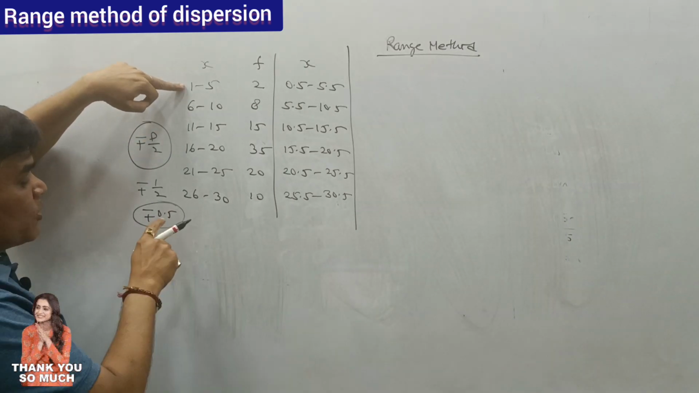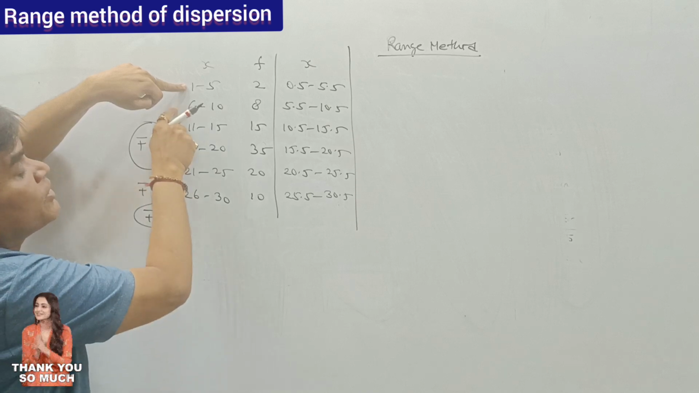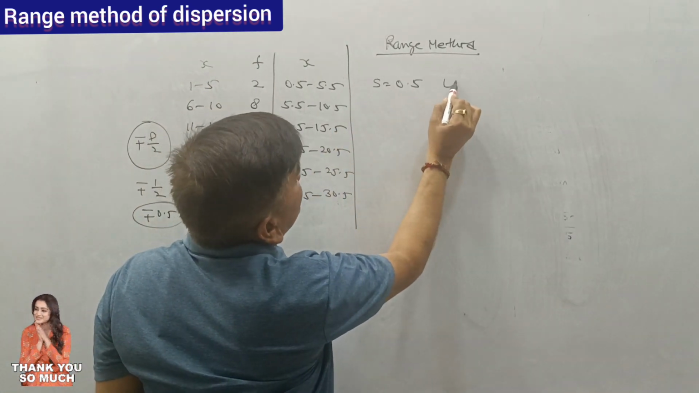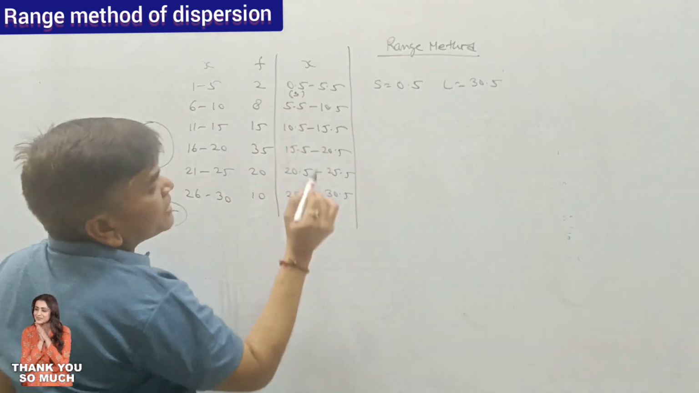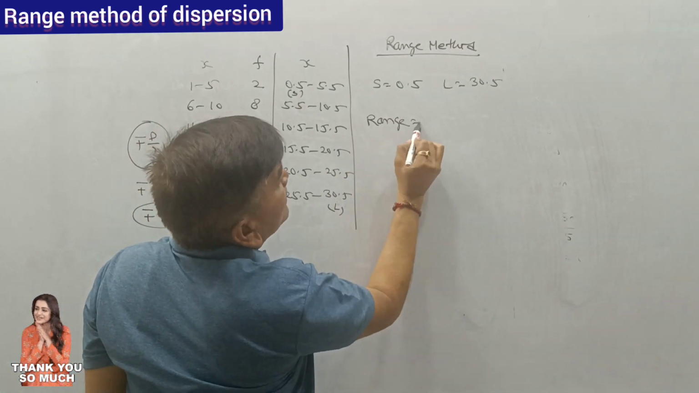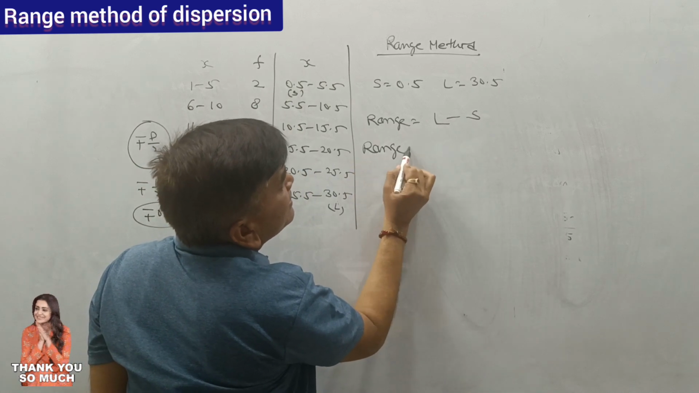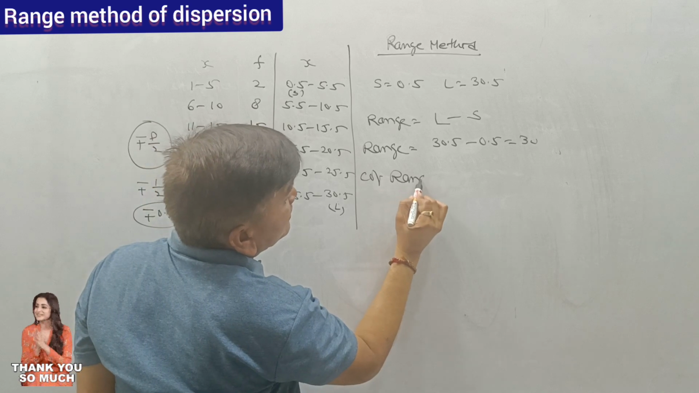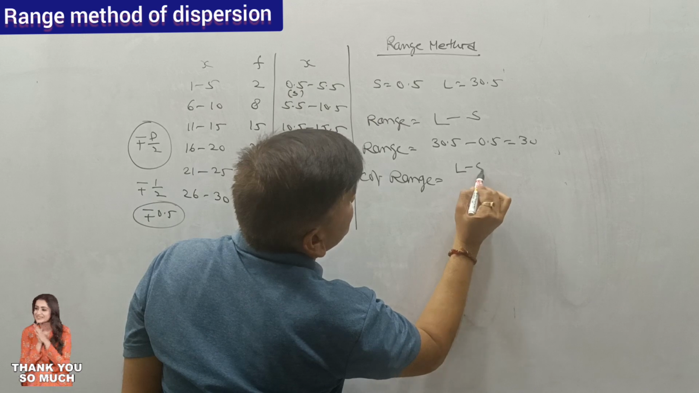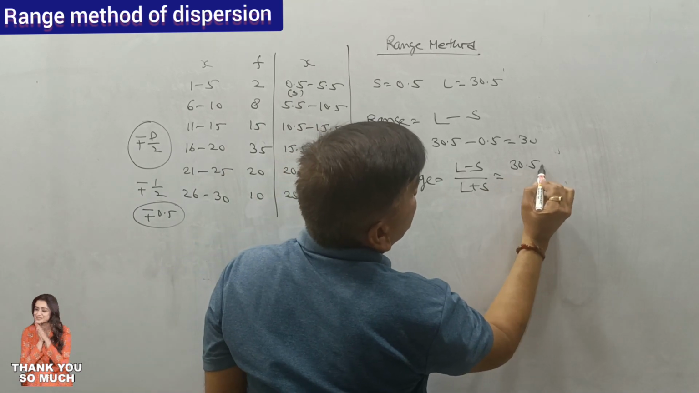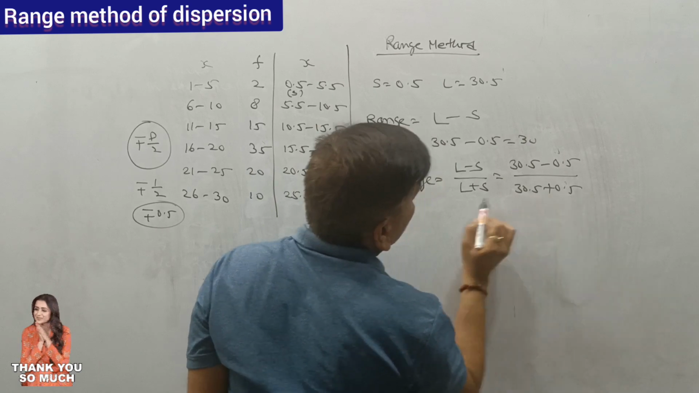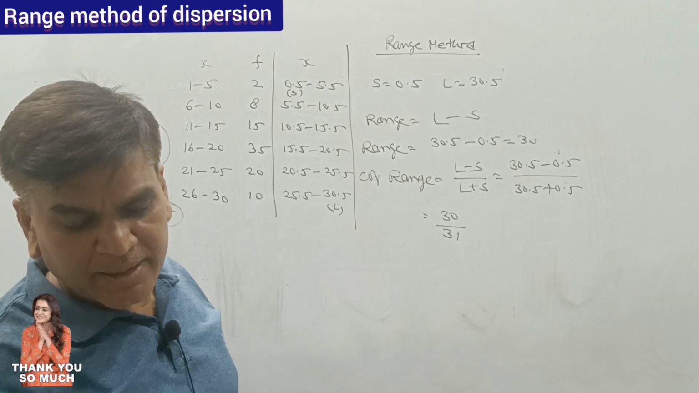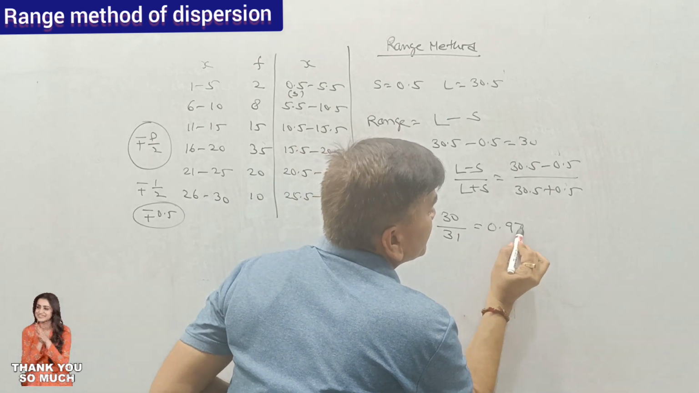From the lower limit we decrease 0.5, and to the upper limit we add 0.5. So the smallest item is 0.5 and the largest item is 30.5 here. To calculate the range, largest minus smallest, the value of range will be 30.5 minus 0.5, that is 30. Coefficient of range is largest minus smallest upon largest plus smallest, that is 30.5 minus 0.5 divided by 30.5 plus 0.5, that is 30 divided by 31, that is 0.97. So the value of dispersion will be 0.97.